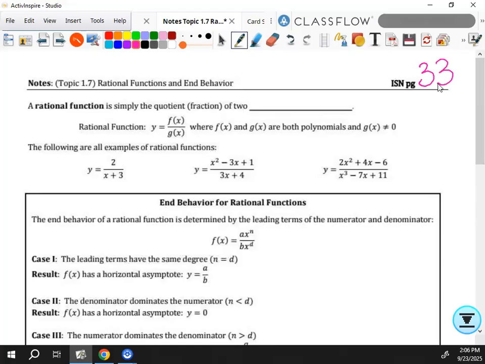We just got finished with an activity where we looked at polynomial end behavior, which is what your quiz is over tomorrow. Today, we're going to talk about rational functions end behavior. So as a reminder, a rational function is simply the quotient, which means you're dividing, of two polynomials.